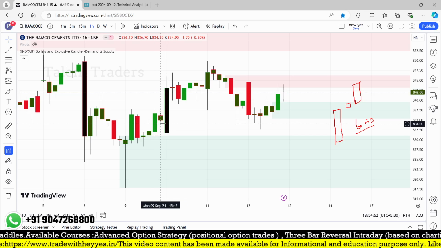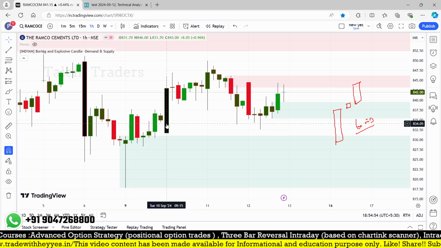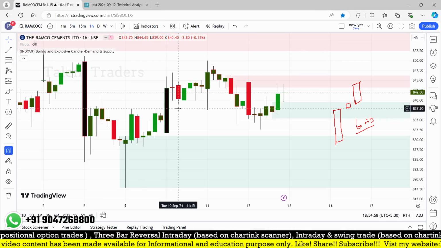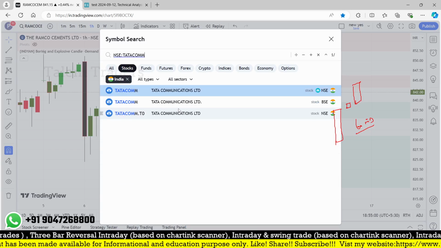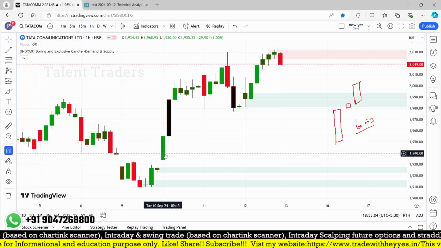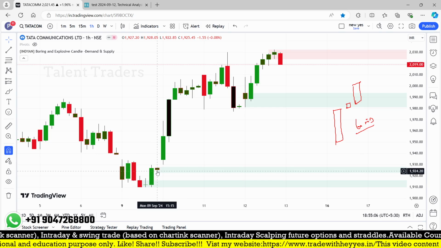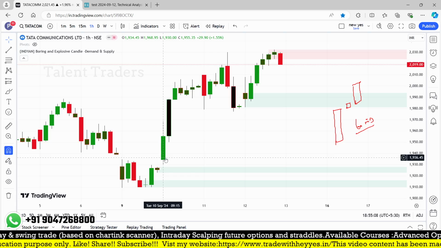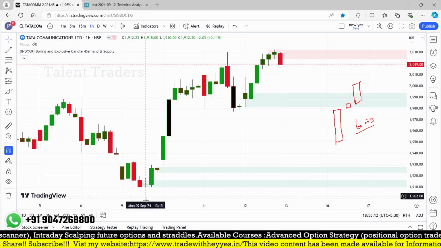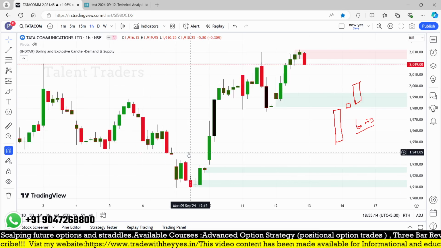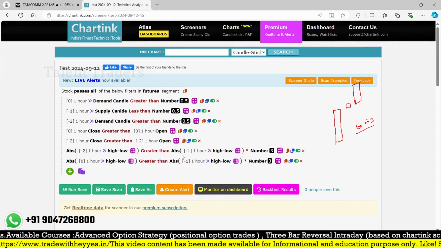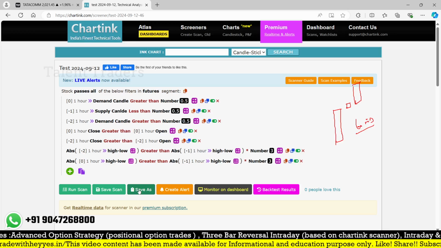Ramco Cements, here you can see this is a rally and a base and a rally. That's good. Let me check Tata Communication too. We can add it as well. So 10:15, 9:15 on 10th September, rally and base in the rally. We can create it like that, and it will help you find the rally base rally on the hourly time frame. I will save this.